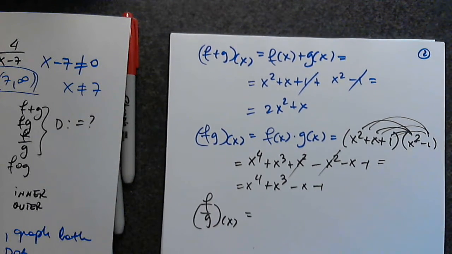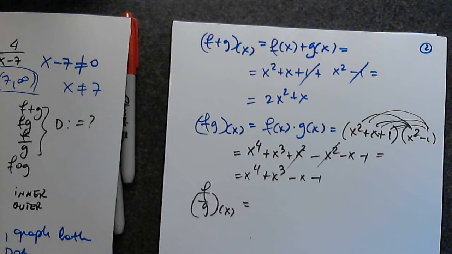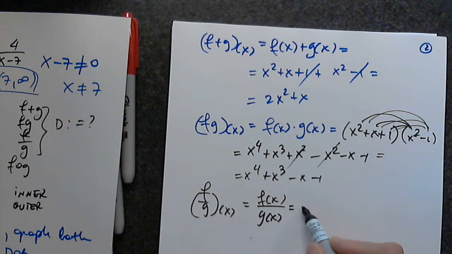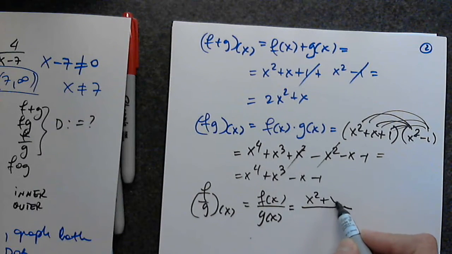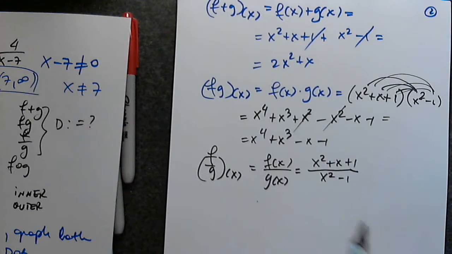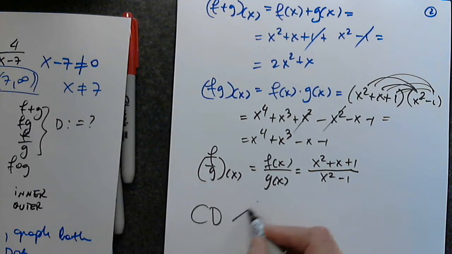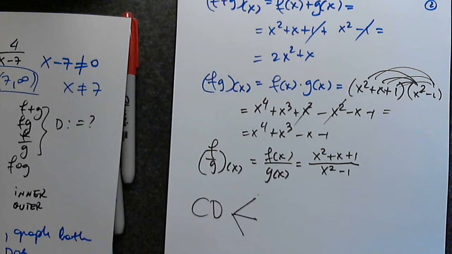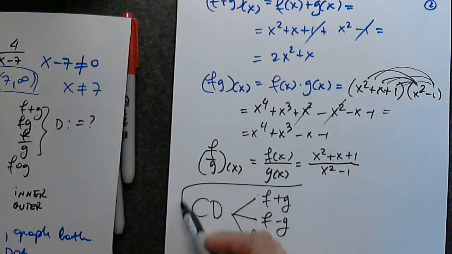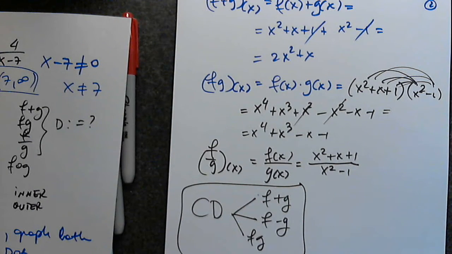I have to write the definition. What does this mean? Perfect. Exactly. Common sense. So the numerator is x squared plus x plus 1, and the denominator x squared minus 1. Remember, the common domain is the domain of three functions only: f plus g, f minus g, and fg. The common domain may or may not be the domain of the ratio. We don't know till we create the ratio.